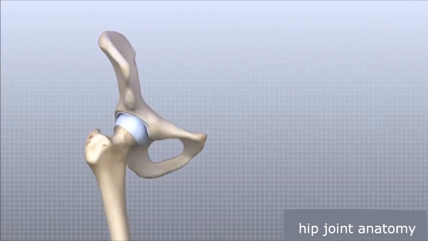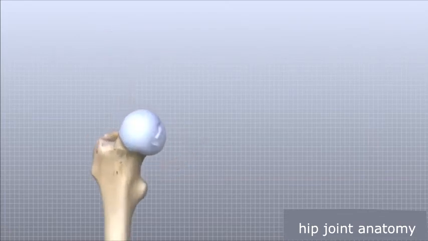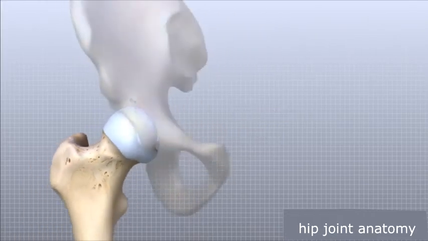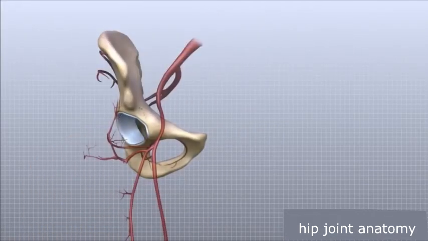There is a small ligament present at the tip of the femoral head. It is called the ligamentum teres, and it does not play a role in stability of the hip joint. But through the ligamentum teres, the femoral head receives a small blood supply through arteries.